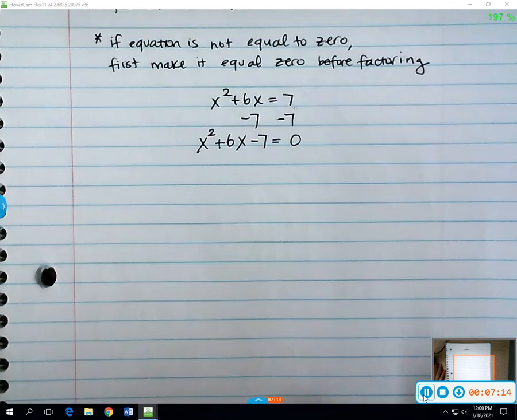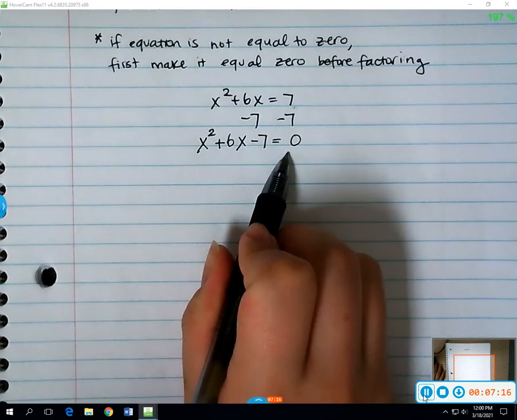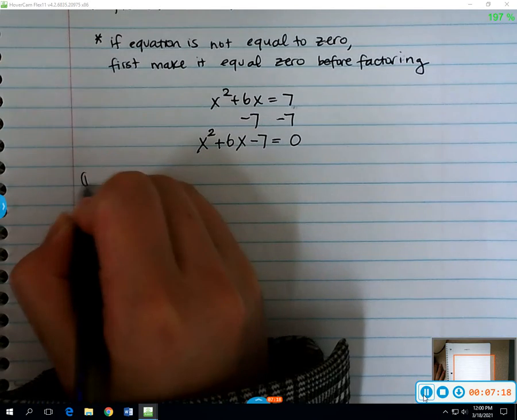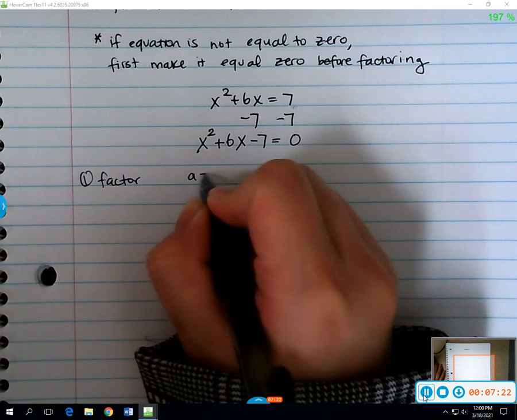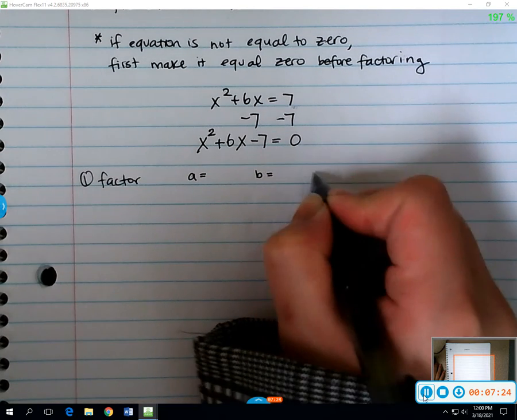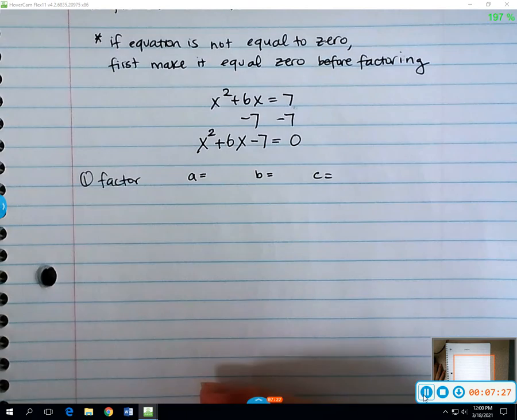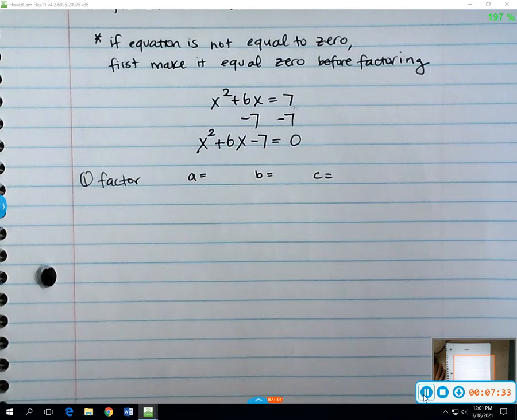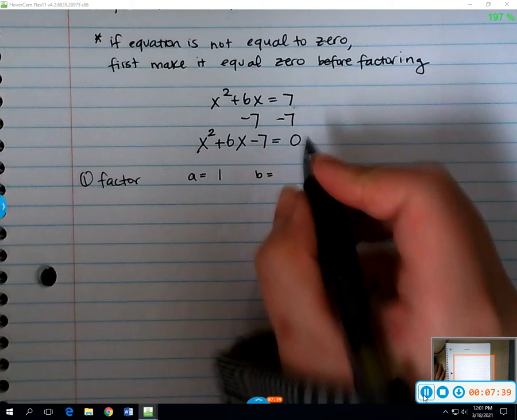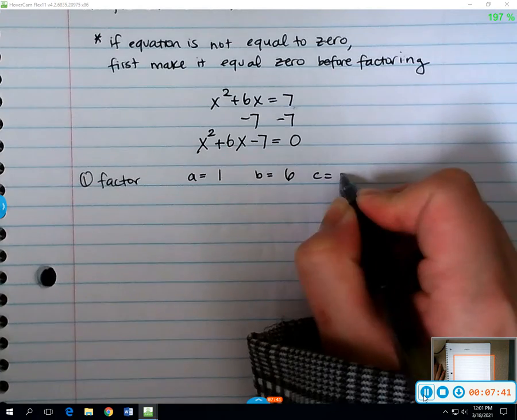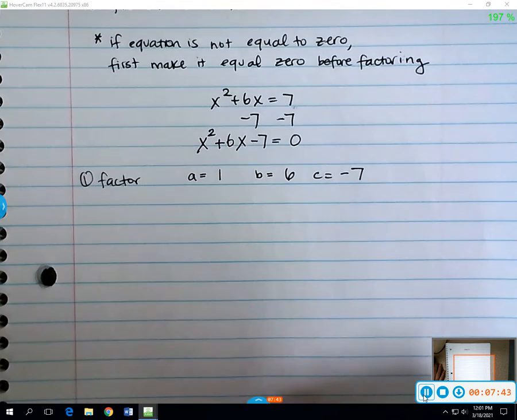Now that I have my equation equal to 0, I can start with my first step, which is to factor. I'm going to factor these really quickly. Go ahead and pause, try to factor this on your own and see if you are able to do step 1 on your own, and then come back and resume the video. Okay, so if you factored it on your own, you should have gotten an a value of 1, b value of 6, and c value of negative 7.